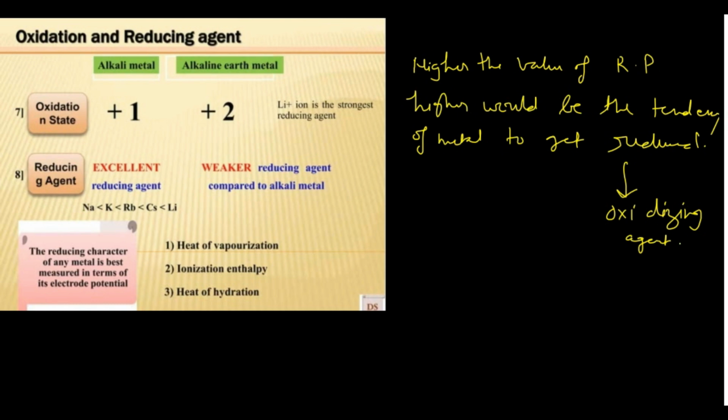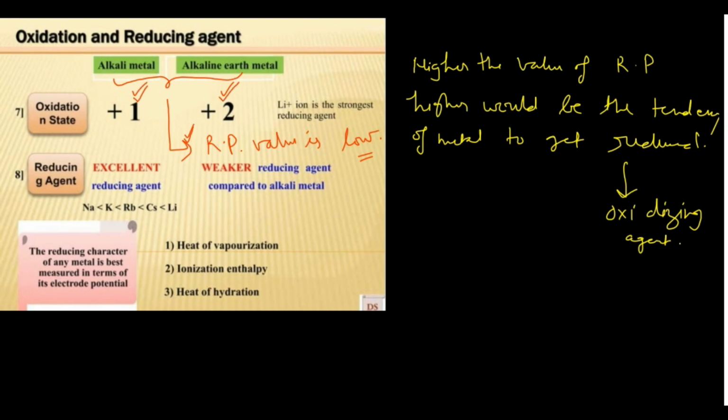For alkali metals and alkaline earth metals, please remember that the value of the reduction potential is quite low for both. Since their reduction potential is quite low, they will not have a general tendency to undergo reduction; rather they will undergo oxidation, and the species undergoing oxidation acts as a reducing agent. But the reduction potential of group 2 elements is higher when compared to the group 1 elements.